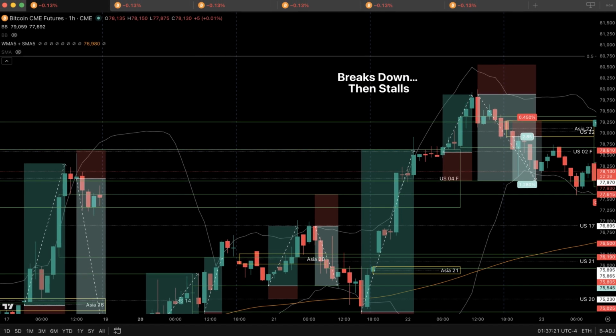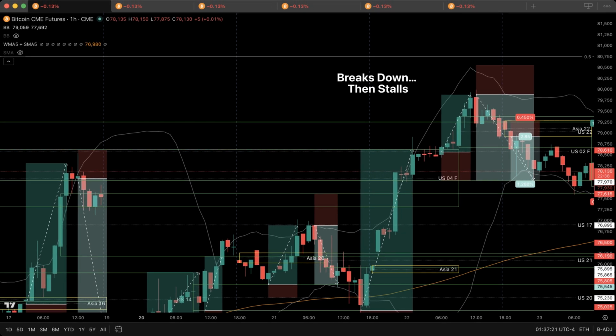Price moves down, but it does not accelerate. The session forms inside previous pressure. April 22nd Asia session forms near the midpoint of April 21st U.S. session box. It stays there. It compresses. It does not expand.